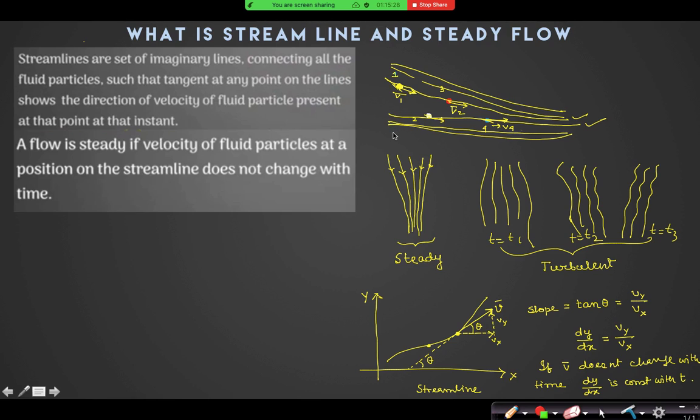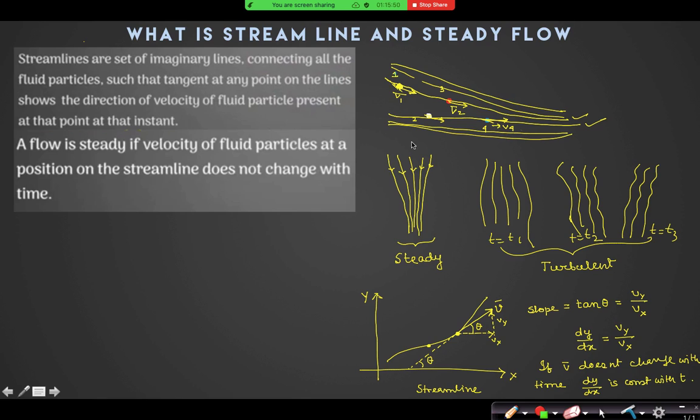And in steady flow, the properties are very clear to you. Steady flow means the streamline shape will never change. At a particular point, the slope remains constant, or the width does not change with respect to time. But different points may have different velocities.